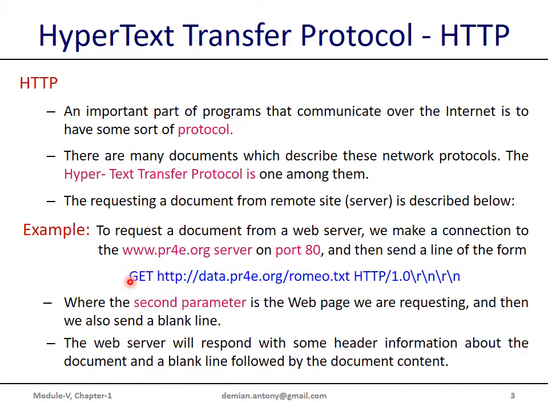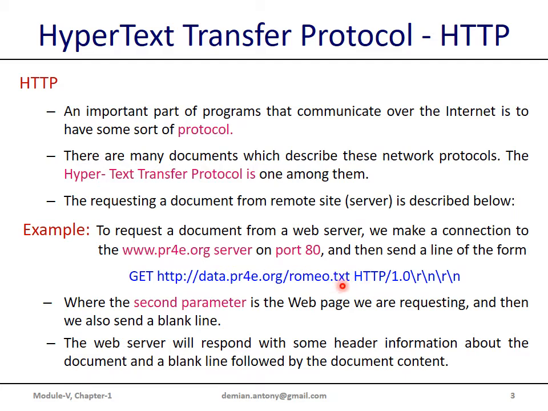The first is a query string method, GET, and the second parameter is a resource address. So what resource are we going to access? The resource is this romeo.txt, which is available at the web server having this address, and this is the fully qualified path or location of this resource. We are going to send a request to this resource.